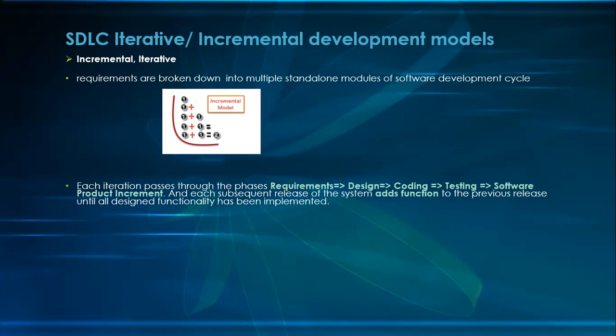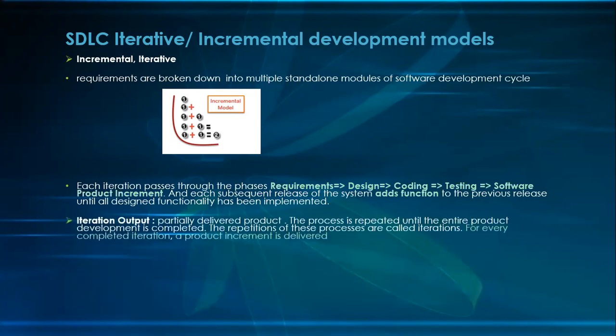So I gave an example of this picture, which is an incremental phase. When you finish one, and we've all agreed we are happy, we keep the code, we add another one to it until you get to the final bit. So each iteration passes through requirement, design, coding, testing, software. All this has to be done in the first iteration. You do it again, second iteration. You do it again, third, until you get to the final product, which is the final iteration outputs. So we talked about partially developed delivered product. This process is repeated until entire product development is completed. The repetition of these processes is called iteration.